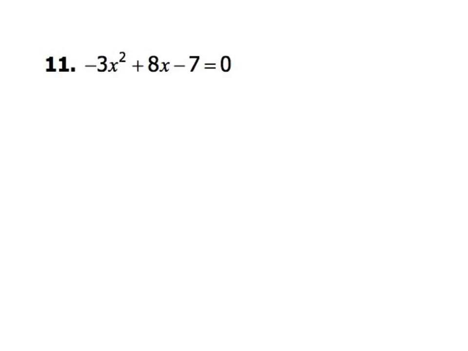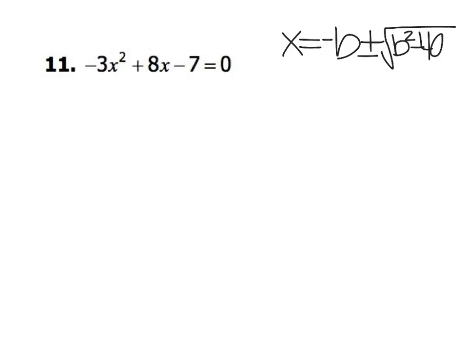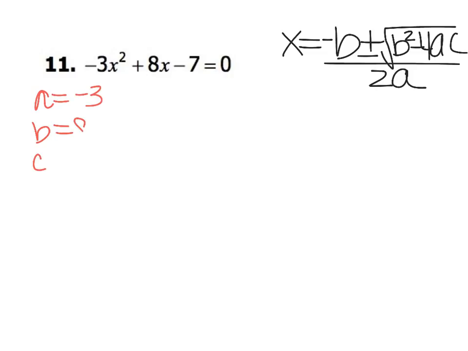All right, now I want to do number 11 with you because our solution is a little bit different than what we've done so far. All right, so just hang in there with me. So remembering our quadratic formula, we're going to use x equals negative b plus or minus the square root b squared minus 4ac all over 2a. All right, that's our formula we're using. We want to identify our a, b, and c. So a is negative 3, b is 8, and c is negative 7.